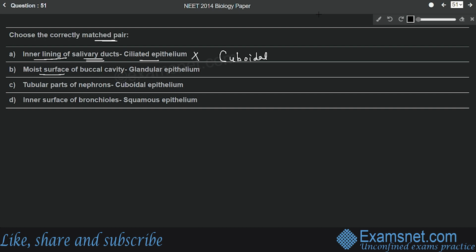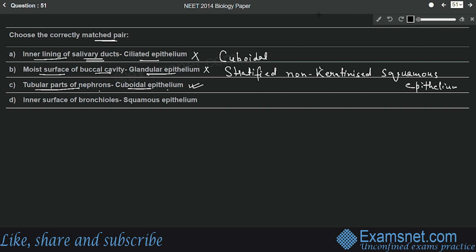Then the second one is moist surface of the buccal cavity, and it is matched with glandular epithelium. So this is also incorrect because the moist surface of buccal cavity has stratified non-keratinized squamous epithelium. Then the third one is tubular parts of nephrons, and it is matched with cuboidal epithelium. Yes, this is a correct match.